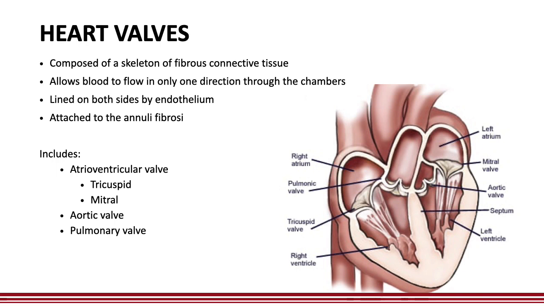So the valves include the atrioventricular valves, which are the tricuspid valve between the right atrium and the right ventricle, and the mitral valve between the left atrium and the left ventricle. You also have the aortic valve, which separates the left ventricle from the aorta, and the pulmonary valve, which separates the right ventricle from the pulmonary artery.